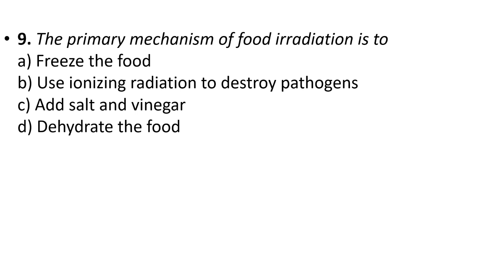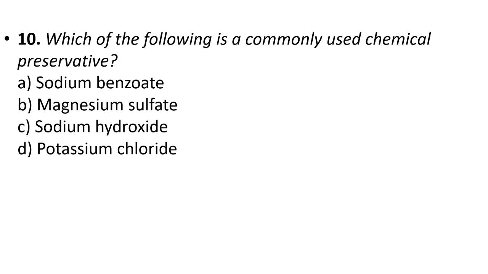Ninth question. The primary mechanism of food irradiation is to freeze the food, use ionizing radiation to destroy pathogens, add salt and vinegar, dehydrate the food. Here answer is option B. Use ionizing radiation to destroy pathogens. 10th question. Which of the following is a commonly used chemical preservative? Sodium benzoate, magnesium sulfate, sodium hydroxide, potassium chloride. Here answer is option A.